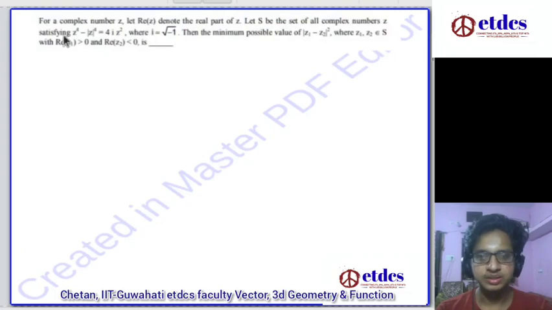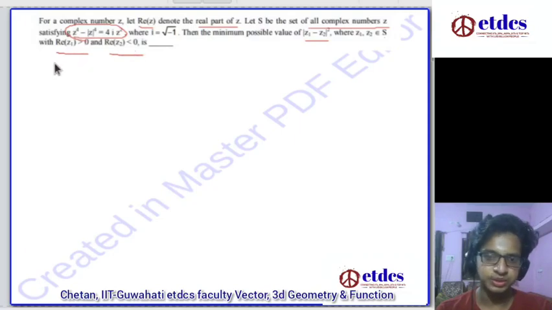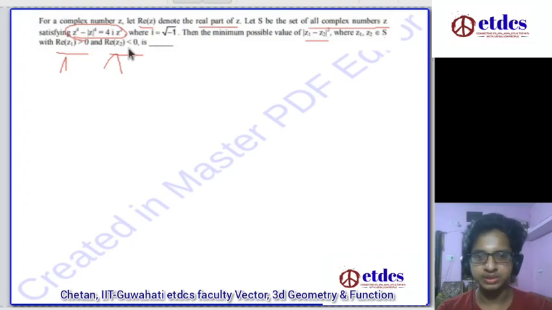Okay, this is a numerical type question. For a complex number z, let real part of z denote the real part of z. And S is the set of all complex numbers z satisfying this equation, where iota is equal to under root minus 1. Then the minimum possible value of z1 minus z2 whole square, where z1 and z2 belong to S, real part of z1 is positive, and real part of z2 is negative. Both of these conditions are important in some way. We will look into it.